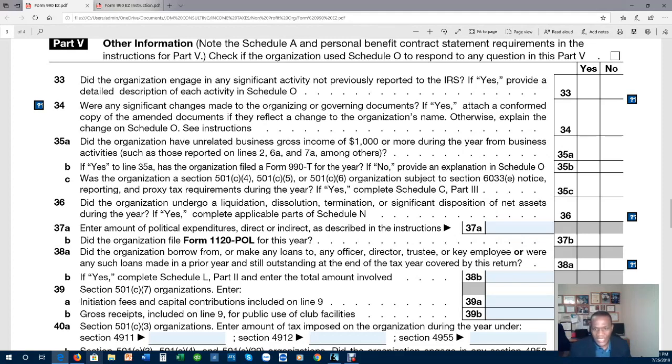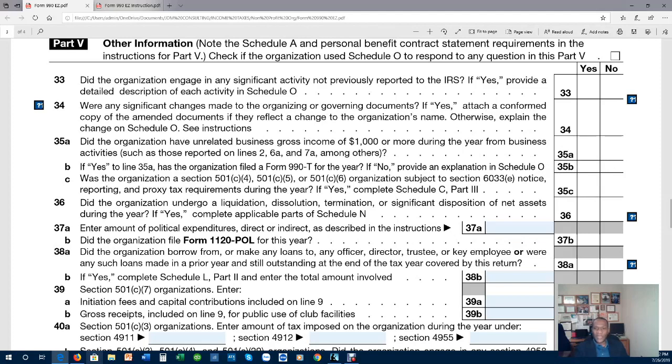Was the organization a Section 501(c)(4), 501(c)(5), or 501(c)(6) organization subject to Section 6033(e) notice, reporting, and proxy tax requirements during the year? If yes, you will complete Schedule C, Part 3. Again, remember the schedule that I went over in the previous video.